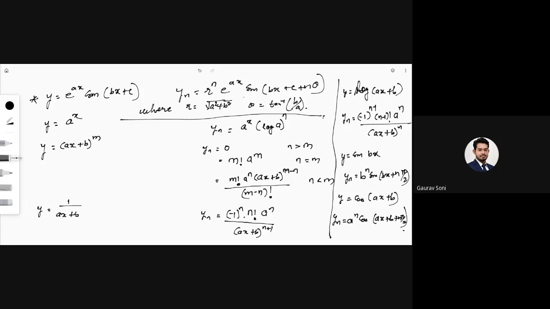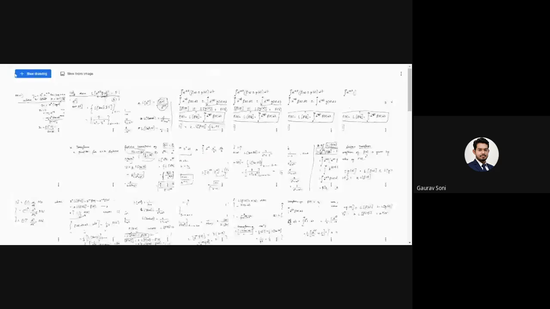So all these formulas we have seen in the previous lecture. Now today we will solve examples on these, and then we'll go ahead with a new and very important theorem on which theory questions are asked.